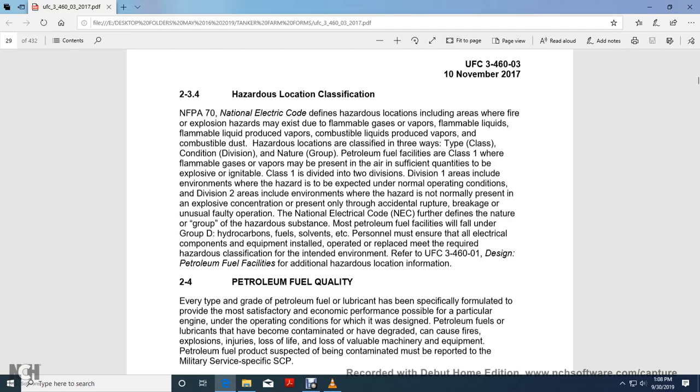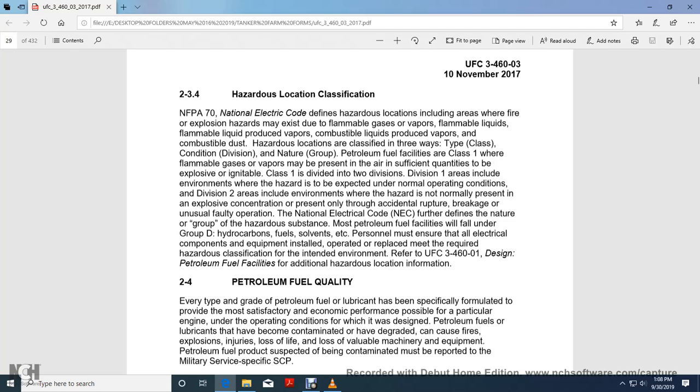Class 1 is where flammable gas or vapors may be present in air in sufficient quantities to be explosive or ignitable. Class 1 is divided into two divisions. Class 1, Division 1 is included when the environment has to be expected under normal or operating conditions. Division 2 is included for environments where the hazard is not normally present, with explosive concentrations present only in an accident, rupture, or breakage, or unusual faulty operation.